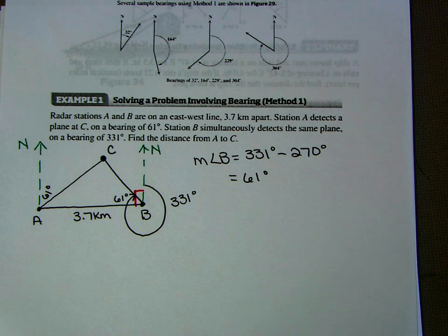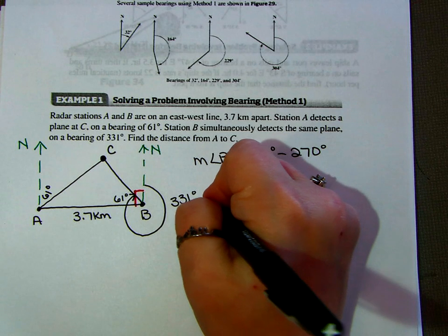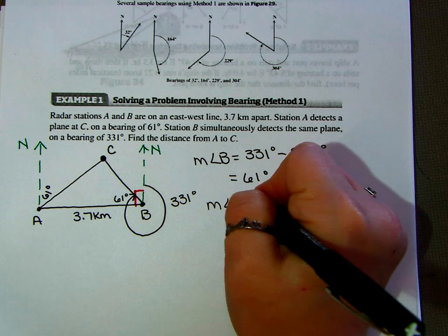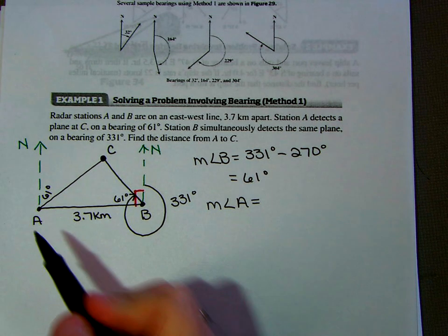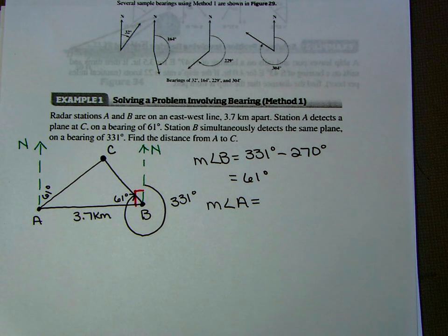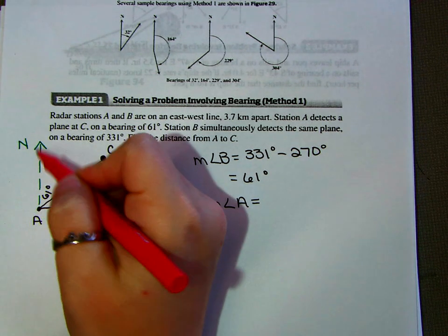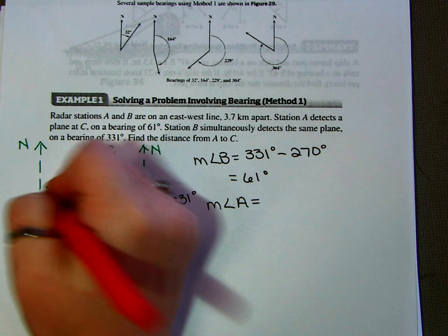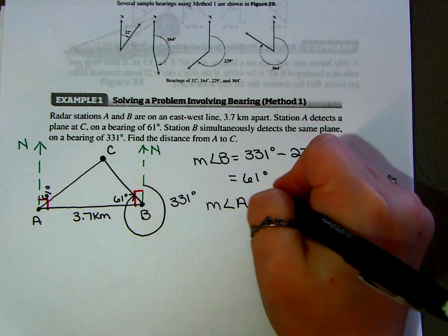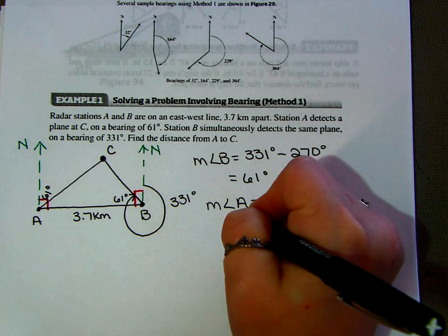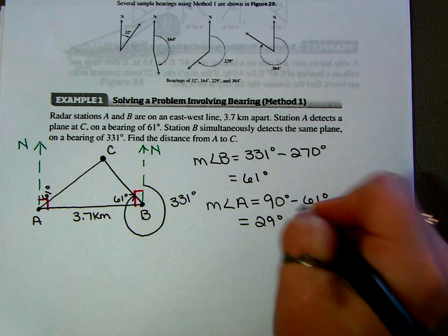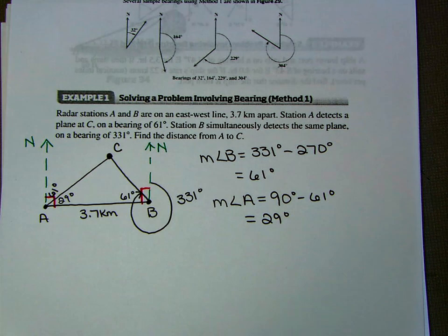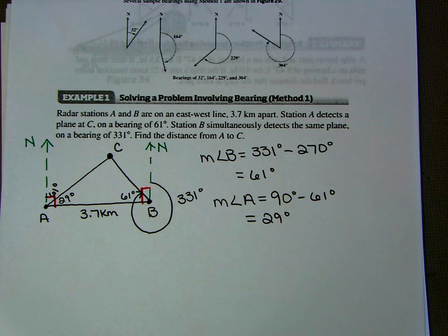Who wants to take a stab at what the measure of angle A is? That's this other one over here. It is going to be 90 minus 61 because once again, our north line and our horizontal east-west line is going to give us a right angle over here. Which means if we take 90 degrees and we minus the 61 degrees, we'll find the measure of angle A, which is 29 degrees. And you're like, okay, that's great.